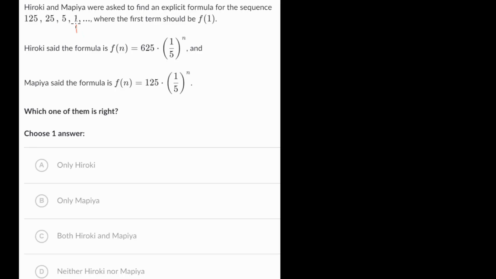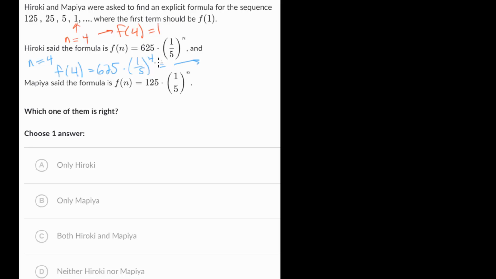And for this one, let's do the fourth term. So for n equals 4, we know that we should get f of 4 equals 1. So that's what we're looking for. But let's plug that into our formula here. So for Hiroki here, let's do that in blue. We have n equals 4. So f of 4 would be 625 multiplied by 1/5 to the 4th power.